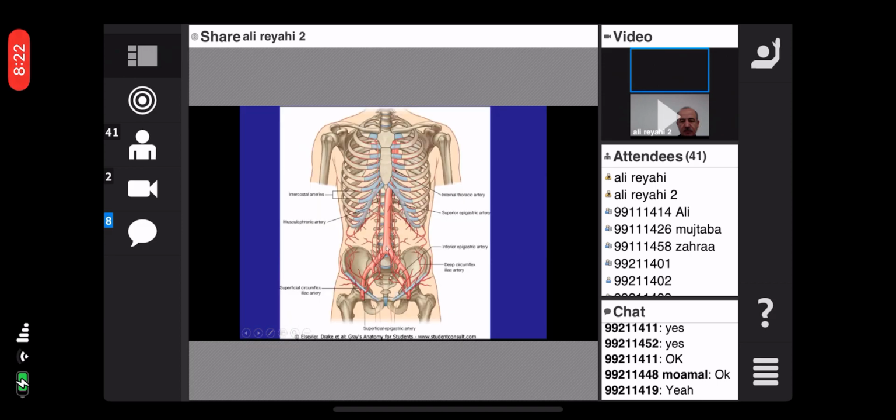And here, look at the abdominal aorta. It divides into two branches called the common iliac arteries, one on each side. In front of the sacroiliac joint, the common iliac artery divides into two branches, internal iliac and external iliac. The external iliac runs downward, passes behind the inguinal ligament, enters the thigh and continues as the femoral artery. Attention please.